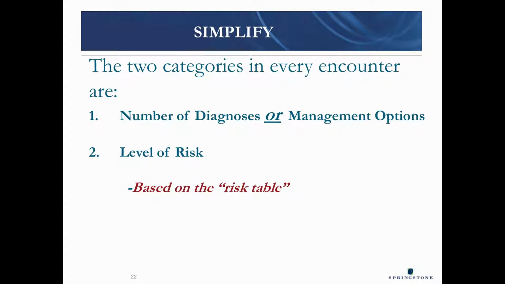And the second category that's in every encounter is the level of risk. And that's based on the risk table. And there are some parts of the risk table that apply very nicely to psychiatry, and I'll be going over those.